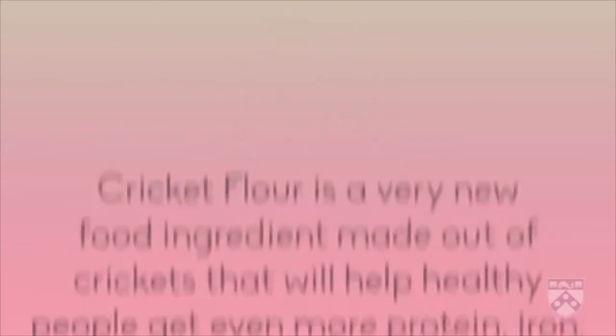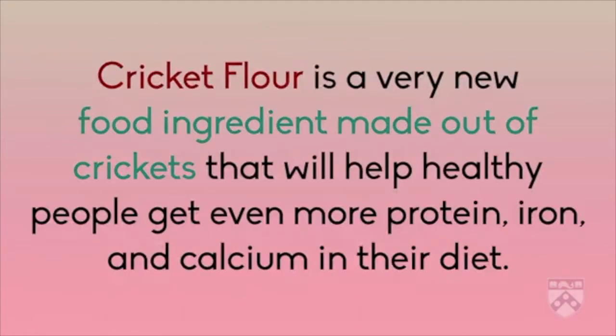As we recently reviewed in Video 2, adding intensifiers and complements can make simple product descriptions even more persuasive. Here's an example with cricket flour. Cricket flour is a very new food ingredient made out of crickets that will help healthy people get even more protein, iron, and calcium in their diet.